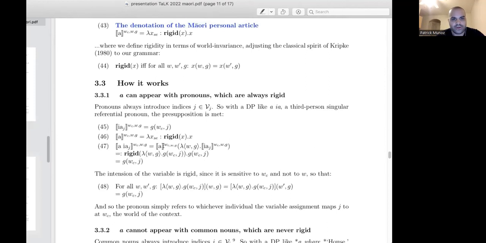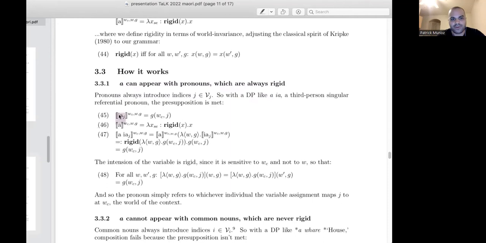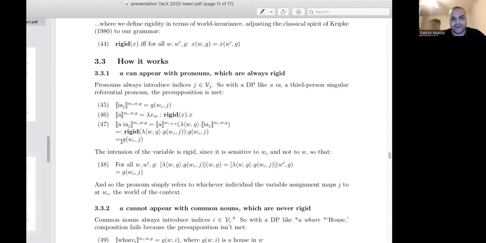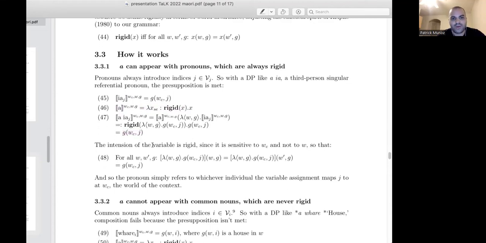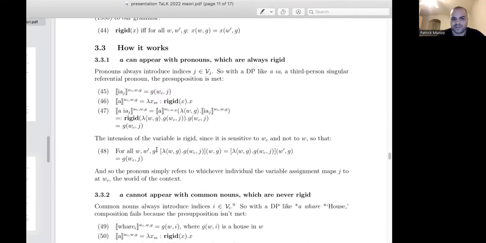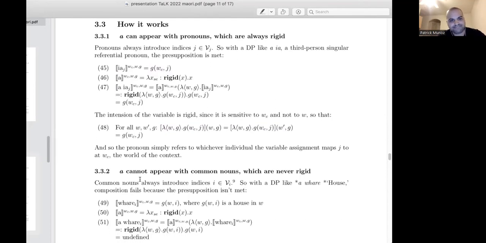So briefly, how it will work. First, a can appear with pronouns because they're always rigid. If we have a pronoun like ya, he or she, that's going to give us some individual back at the world of the context. A will combine with this, make sure it's rigid, and the composition will go through. Why? Because the variable represented by ya, or its intension, will be the same at every world because it's not sensitive to the world of evaluation, right? So for any two worlds and assignment, plugging that world and assignment into the variable gets you the same thing for every world, namely just that individual you started with. So it's rigid, and a composes with it.